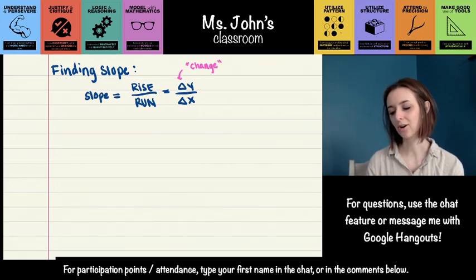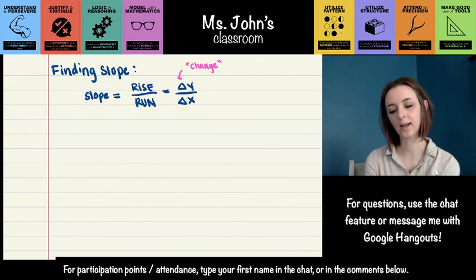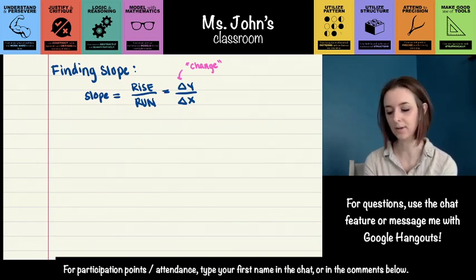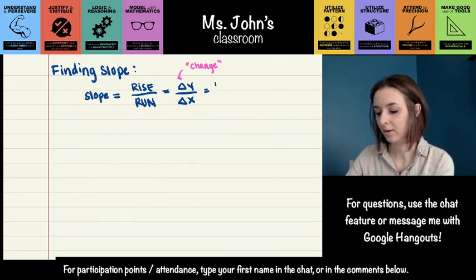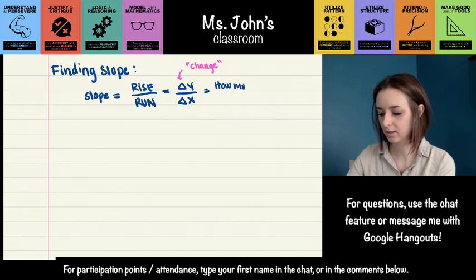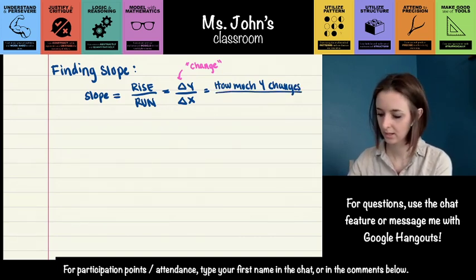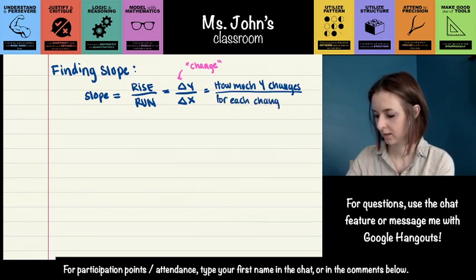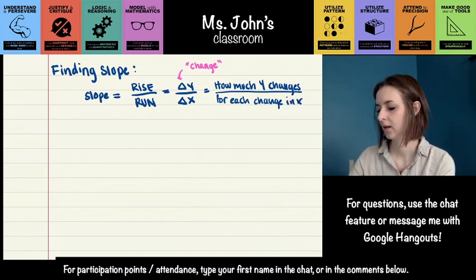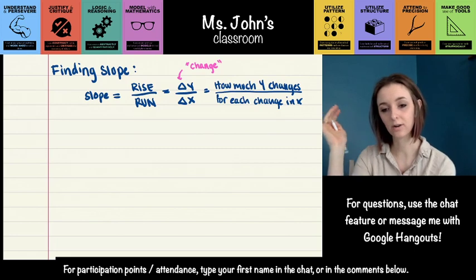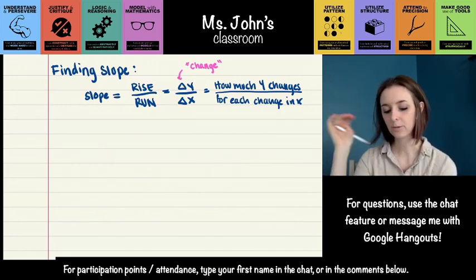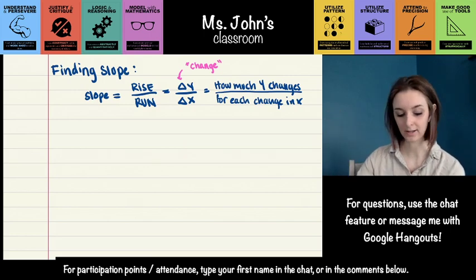change. It's called delta, that symbol is, and we often use it in science to mean how things are changing. And because that's a weird symbol, I'm also going to write it out: how much y changes for each change in x. So it's how much y is changing over how much x is changing, which helps us find the slope in any situation.